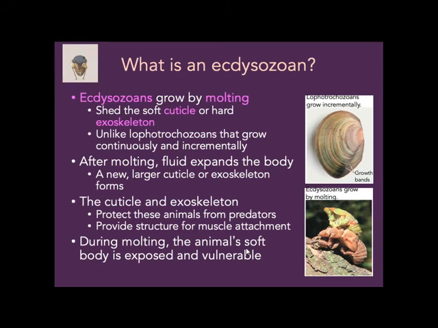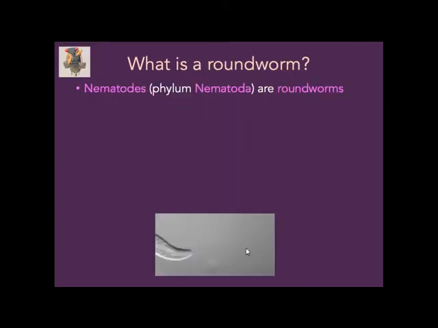All right, the first ecdysozoan we're going to talk about are the roundworms. So this is phylum Nematoda, that's the roundworms. They're unsegmented, they have a pseudocoelom. Do you remember what a pseudocoelom is? Anyone? Yeah, it's the hole, but it's not surrounded by mesoderm. Yeah, a hole not surrounded by mesoderm.